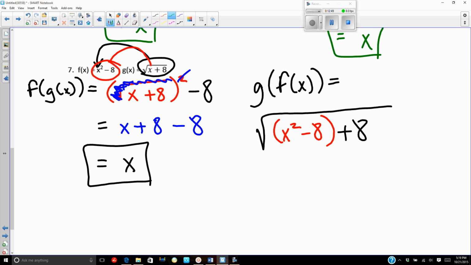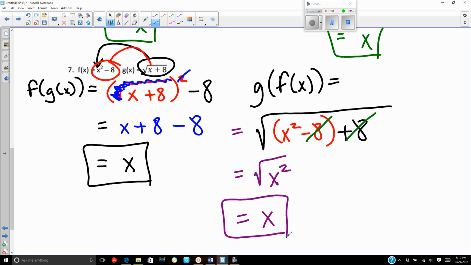First off, 8 is not a square root. You want to see if you have any like terms in there, and it's pretty evident. -8 plus 8 cancels out and gives us 0. And now we're just left with the square root of x squared, and we've talked a lot about that. The square root of x squared is just x. So once again, these are inverses.